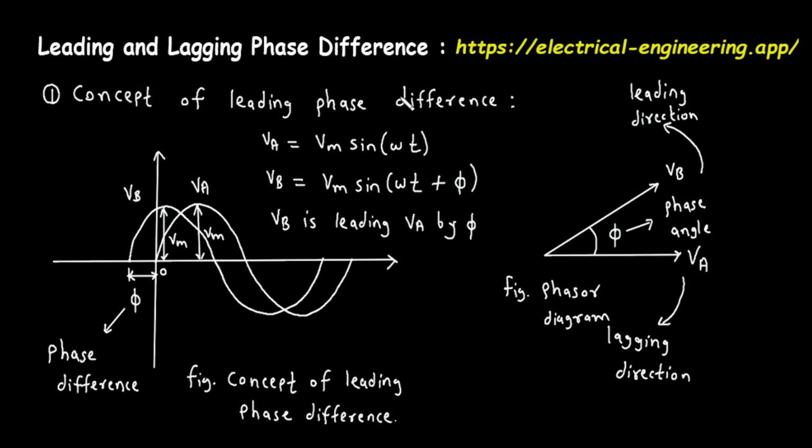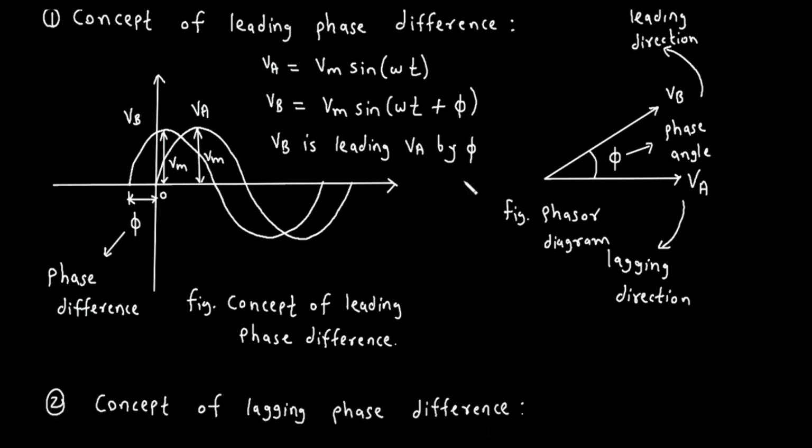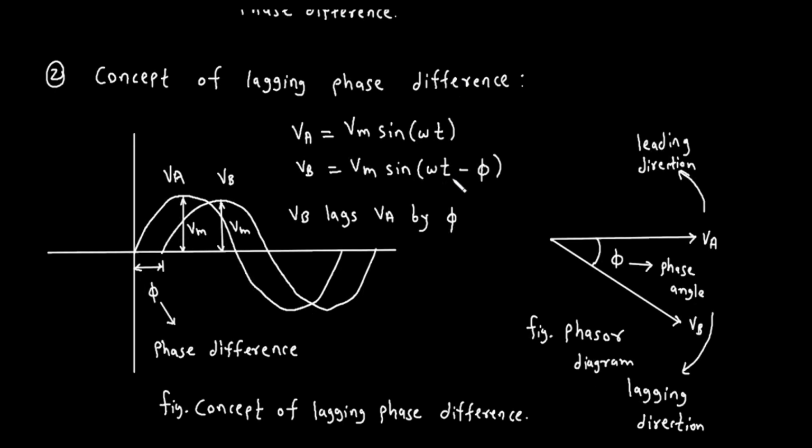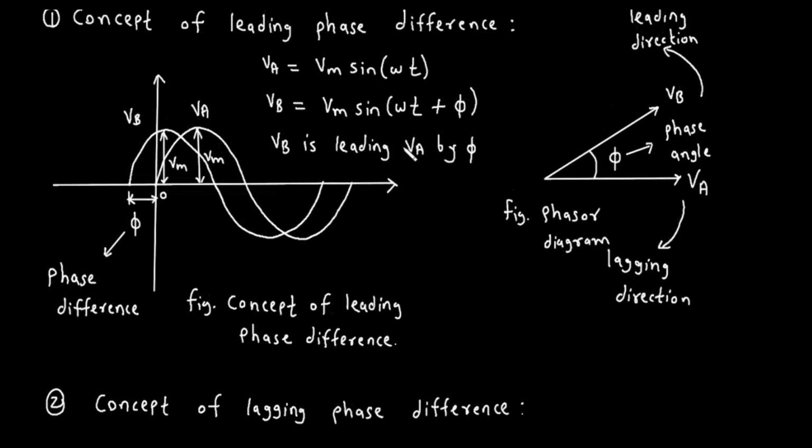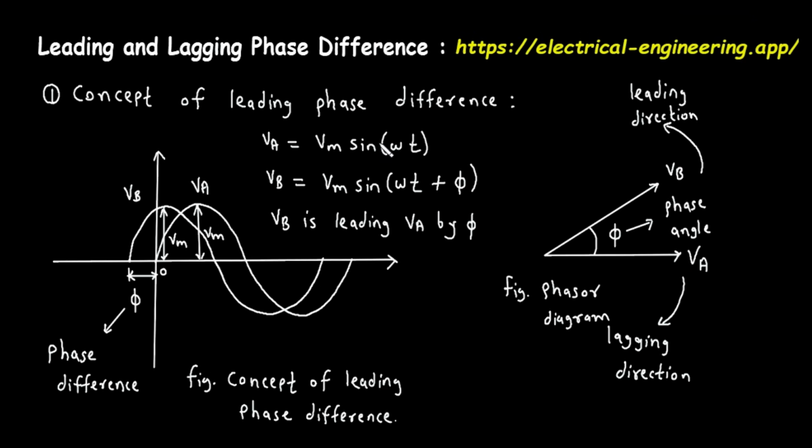Hello and welcome. In this video, we are going to explore a fundamental concept in electrical engineering and physics, the phase difference between alternating current, or AC, waveforms. Specifically, we'll break down what it means for one wave to be leading another, and what it means for it to be lagging. We will use the diagrams you see here to make everything crystal clear. By the end of this, you'll have a solid understanding of this important topic.